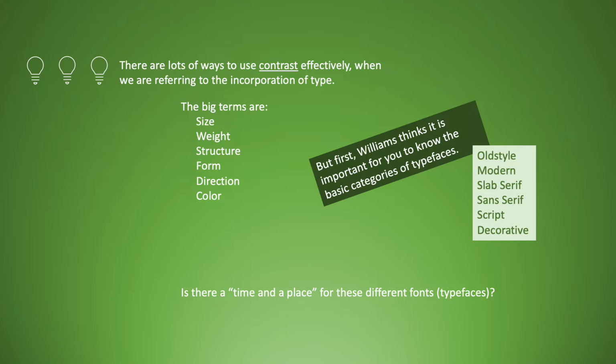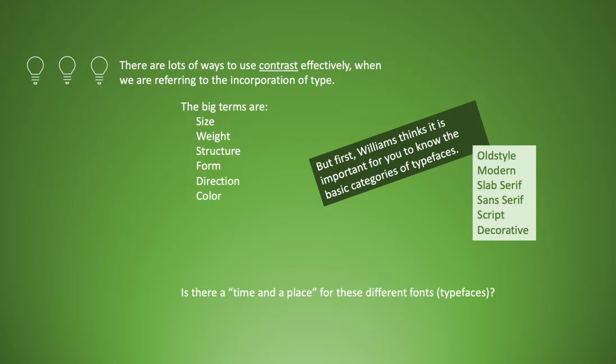But before she delves into those seriously, she wants you to know that there are basic categories of typefaces. These are old style, modern, slab serif, sans serif, script, and decorative. Now, is there a time and a place for these different fonts or typefaces? Yes, there is. Everyone typically knows the quip about using Comic Sans. That's a sans serif font, and it's a pretty famous one. Using sans serif fonts, specifically funny ones like Comic Sans, in a very serious context, like in a warning sign, for example. That would not be the right time and place to use Comic Sans.